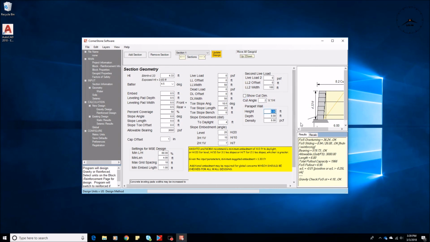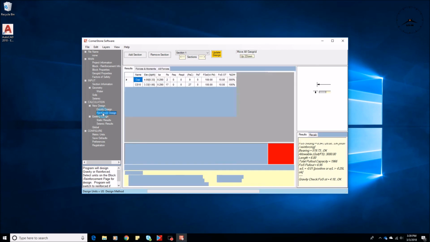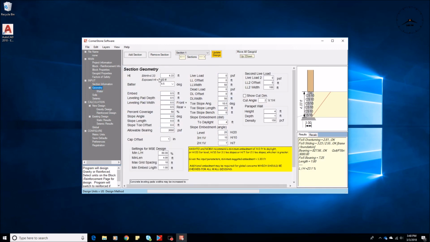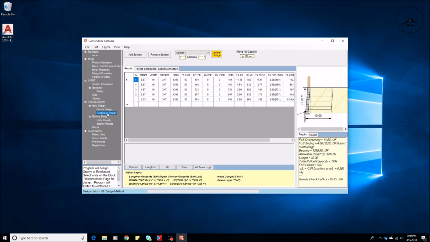We can put a parapet on the wall. I say I want a 4-foot parapet. I'm going to make it 1 foot deep, and I'm going to say it's concrete, so it's 150 pounds per cubic foot. I do a reinforced design. There's my parapet. Whoa. It says with that load on top, that wall at 4.33 is going to work as a gravity wall. Makes sense. Let's go to a 10-foot high wall.